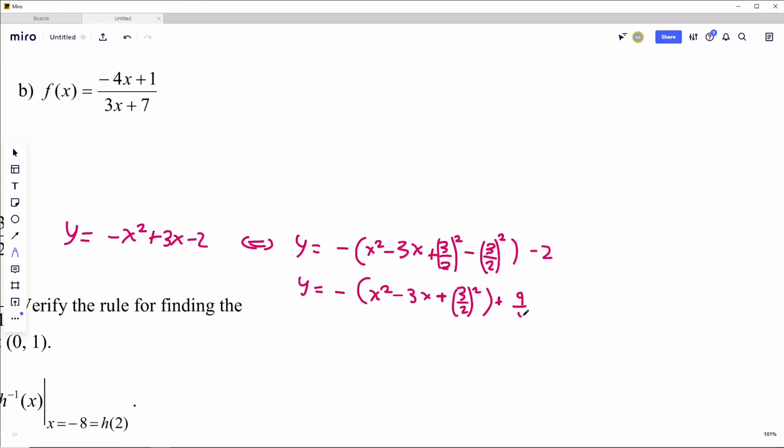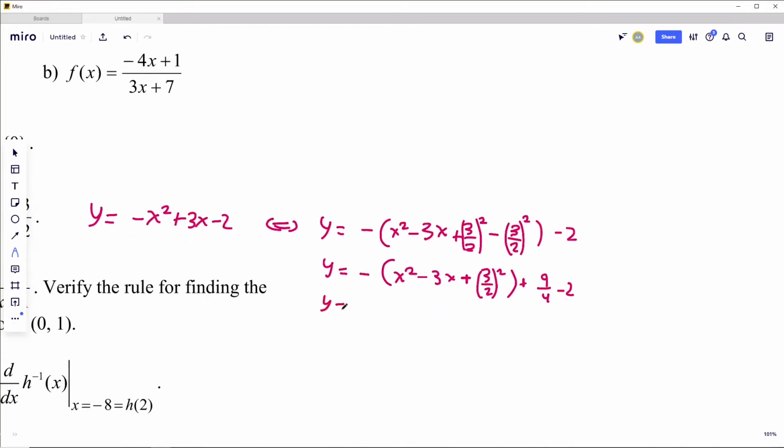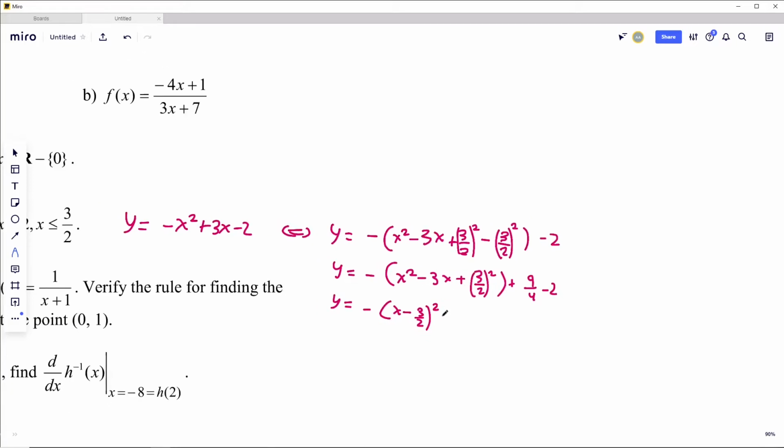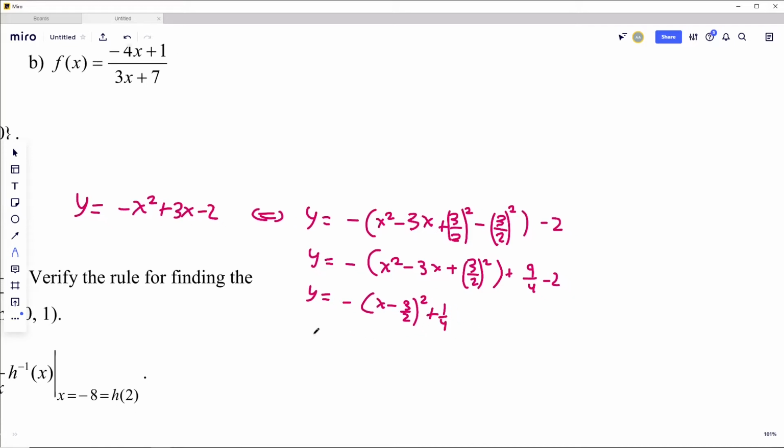So 9 over 4 minus 2. Nothing special, nothing new. So y equals minus, now we can do this immediately, minus 3 over 2. Again, I get the minus from the middle term, nothing else, and take the number that's squared. Now simplify this. Let me get my calculator. 9 over 4 minus 2 is nothing but 1 over 4. So plus 1 over 4. Now you can see that we have 1x, so we can solve for x.